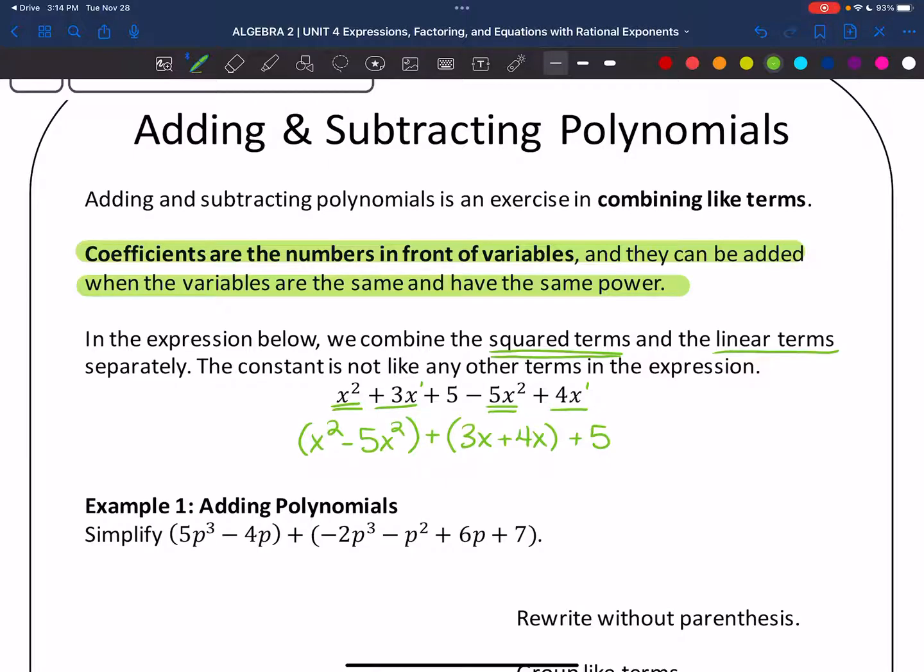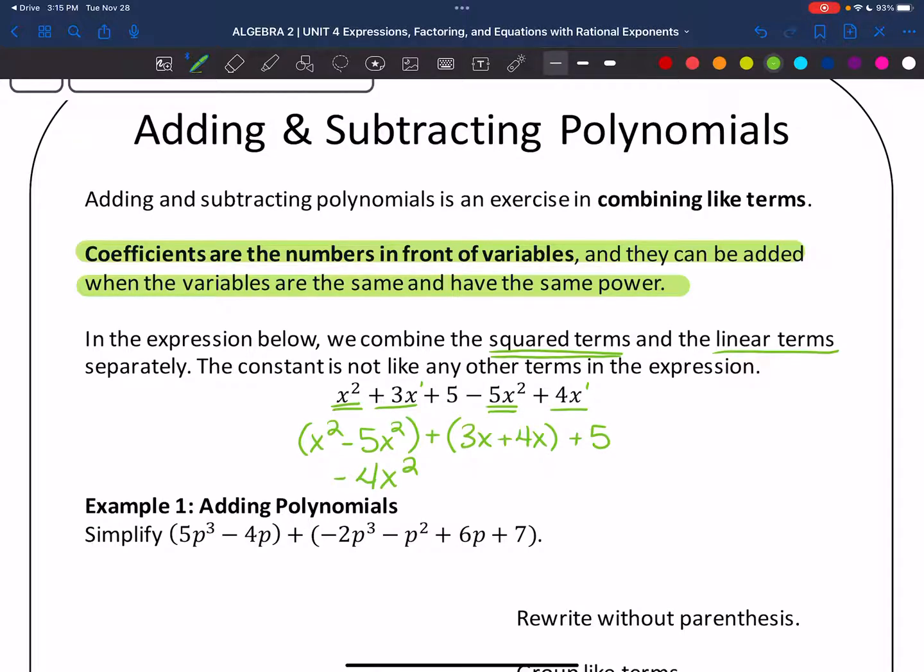We're just simply going to be adding our coefficients. So in this first group, I have an x squared, which is an understood 1x squared. We don't need to put that 1 in front. It's an almighty 1. So what we're saying is 1 minus 5x squared. 1 minus 5 is a negative 4x squared.